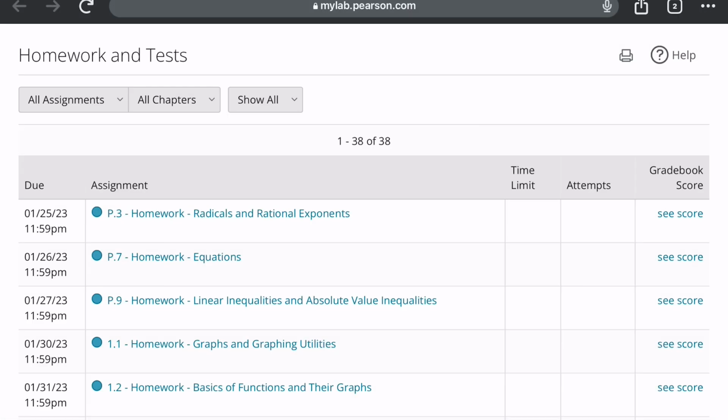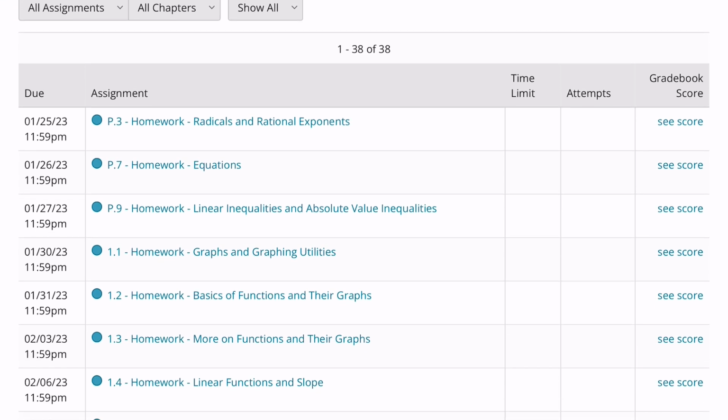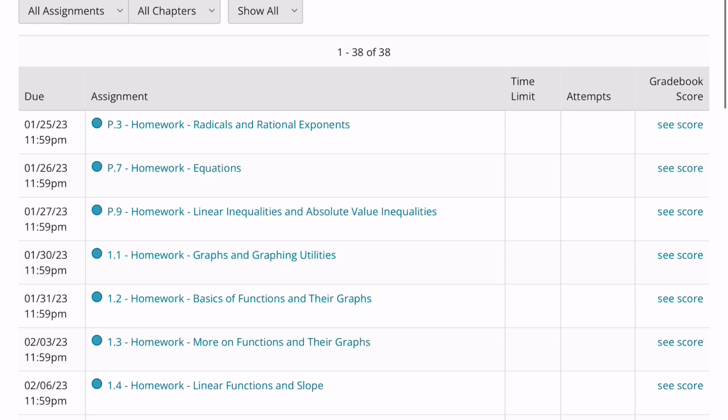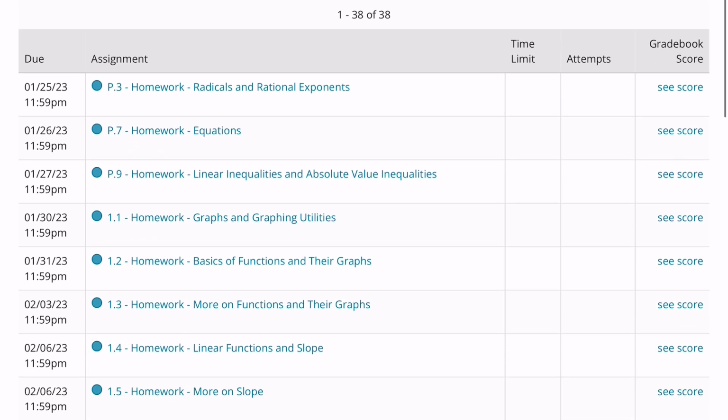Okay, so for tomorrow, we will be doing homework equation. Yeah, we will be doing P.7 as our second chapter equation. Then we'll go number wise, P.7, then P.9, then 1.1, then 1.2.